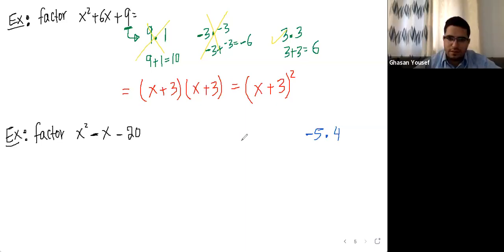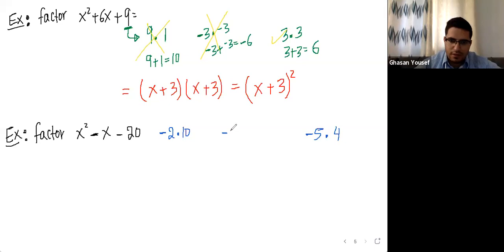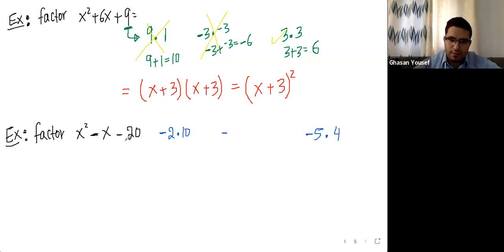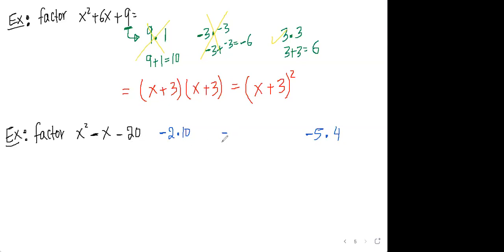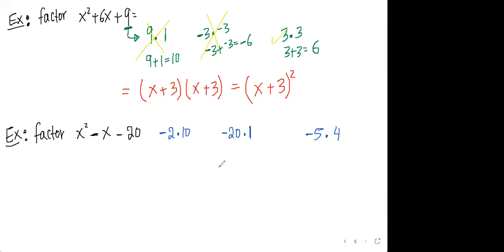What numbers, if I multiply two integer numbers, give me minus 20? Minus 2 times 10, exactly. What else? Minus 1 times 10. Minus 1 times 10, they will not give me minus 20. Sorry. Minus 20 times what? Times 1, for example. Yes.